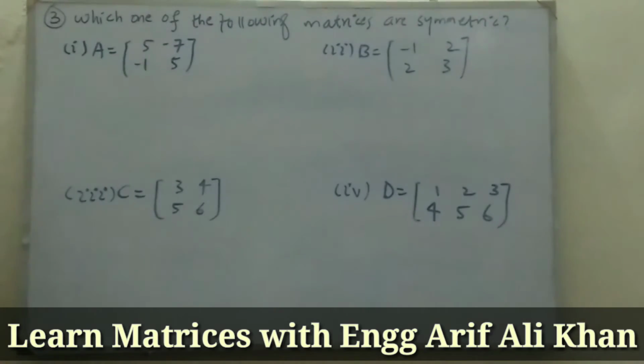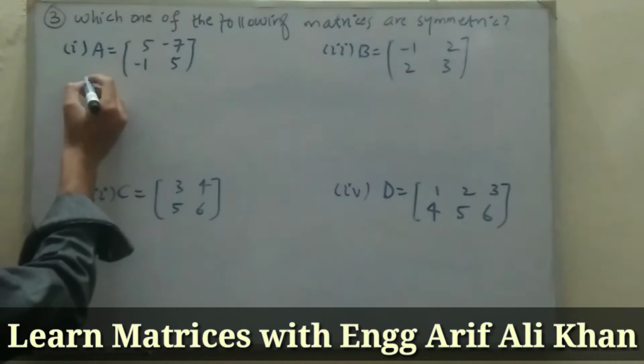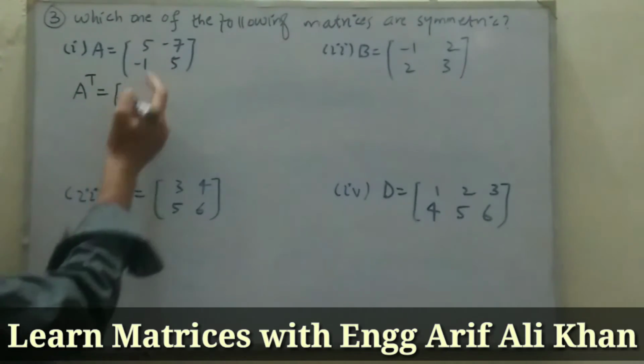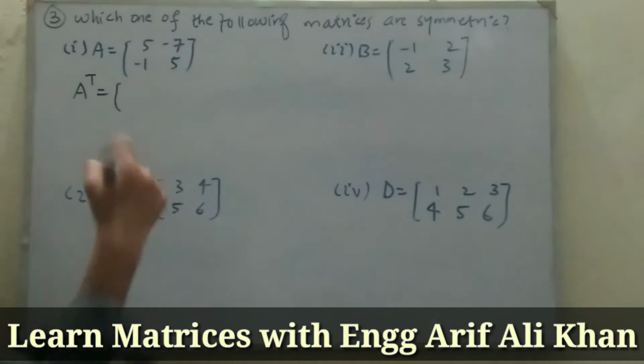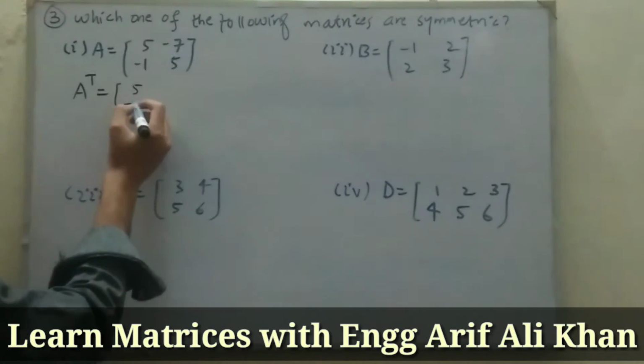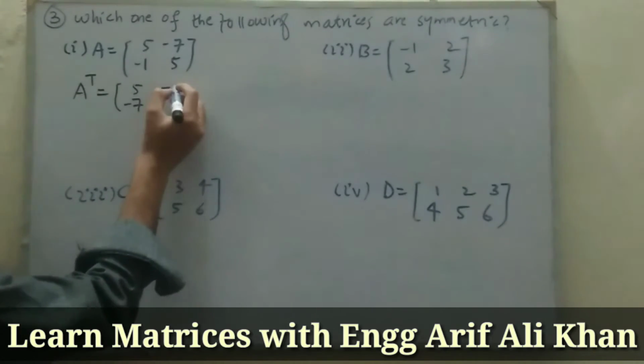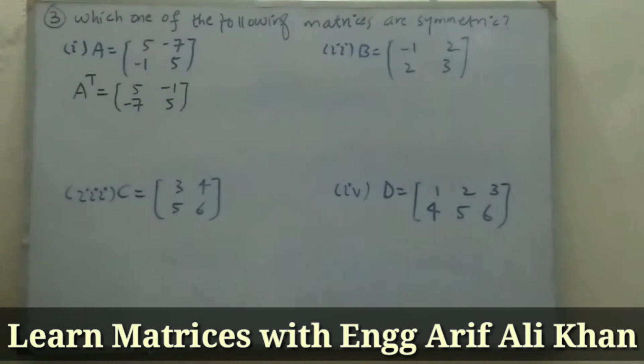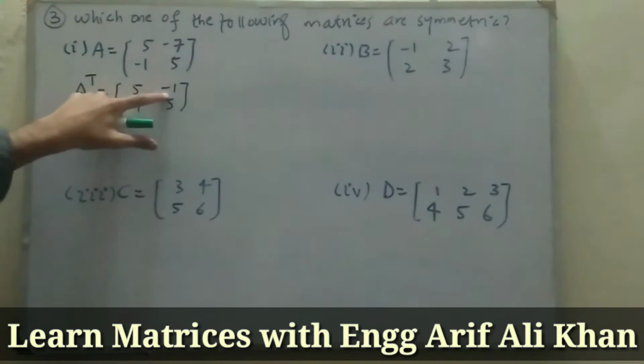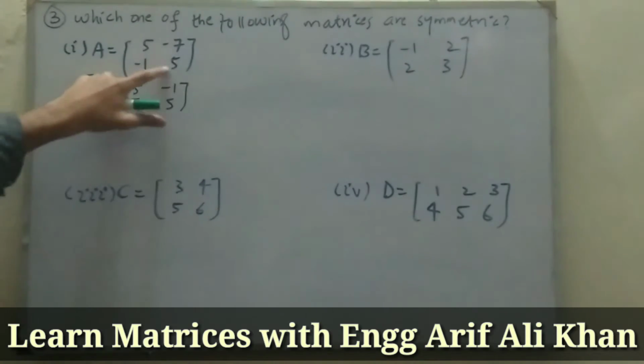Let us take the transpose of part 1. So it becomes A power transpose, meaning capital T. So here 5, -7 is in a row, it will convert into a column, so it becomes 5 and -7. Then -1, 5 is in a row, it will convert into a column, so it becomes -1 and 5. So this is A transpose. If we look at A transpose and the A matrix, here it is 5 and here it is -7, here it is -1, here it is -1, here it is -7, 5 and 5.